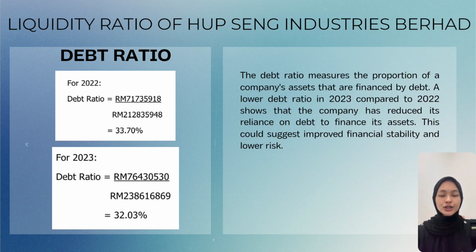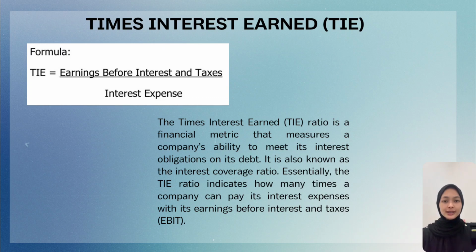A lower debt ratio in 2023 compared to 2022 shows that the company has reduced its reliance on debt to finance its assets. This could suggest improved financial stability and lower risk. So now let's move to the second formula, which is times interest earned.